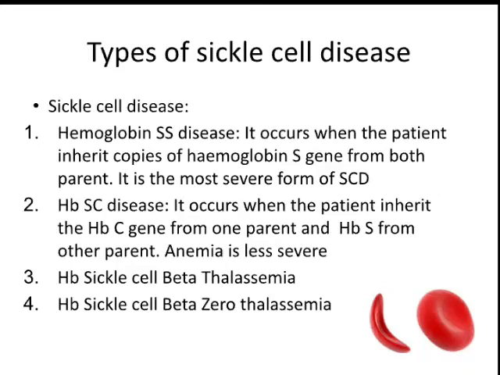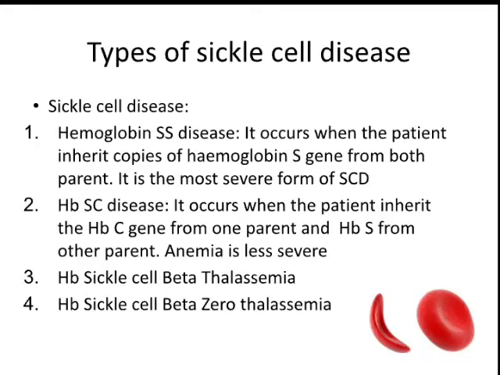So what are the types of sickle cell disease? Sickle cell disease, that is SCD, is classified as hemoglobin SS when the patient inherits copies of the hemoglobin S gene from both parents, which is the most severe form of the disease. That is HbS and HbS causing hemoglobin SS disease.